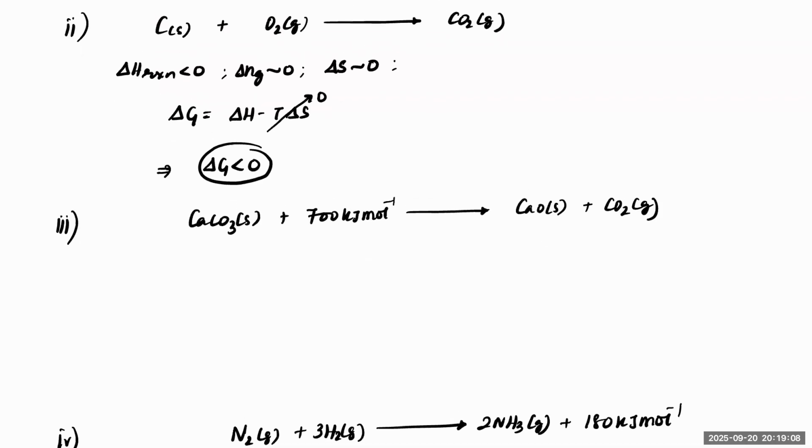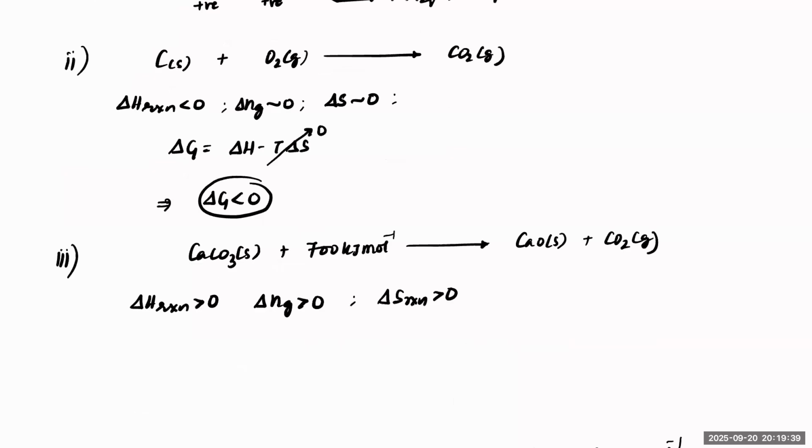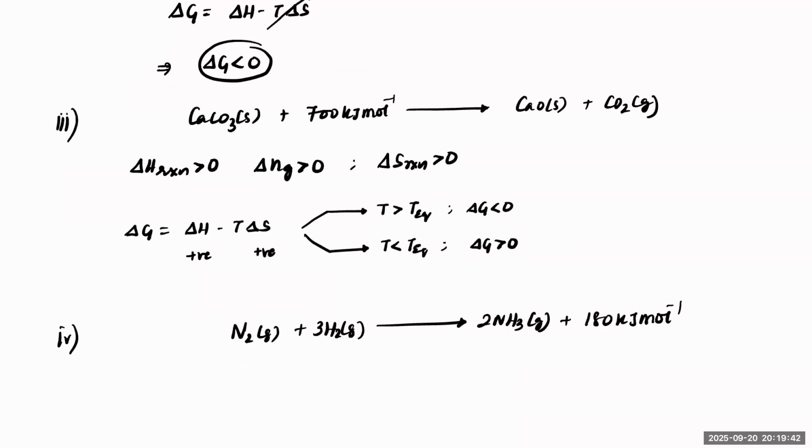See the third one now. If it comes to calcium carbonate, again, energy is being absorbed here, so delta H of the reaction is greater than 0. Delta Ng is greater than 0 because gaseous moles are on the product side, not on the reactant side, which means delta S of the reaction is also greater than 0. It is pretty much the first case. Whatever we got in the first case is the same thing here also. So copy, paste here, done. The third one is the same case.